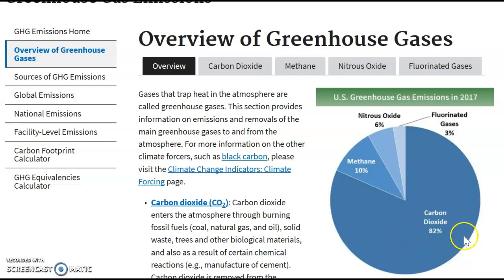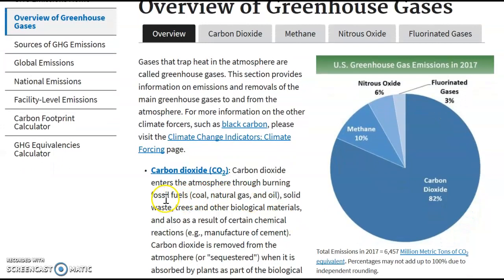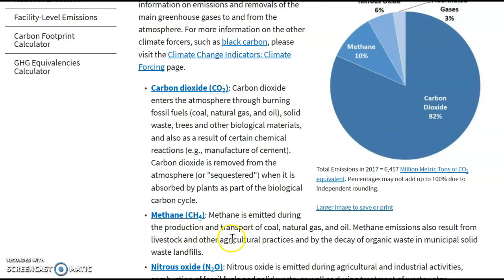So probably, the majority is carbon dioxide because we know carbon dioxide comes from burning fossil fuels as listed over here. Natural gas, oil, chemical reactions, our factories all emit carbon dioxide, so it's a huge part of the greenhouse gas emissions in the atmosphere. Then we have 10% is methane. So methane is emitted also during the production of coal and natural gas and oil, but it can also come from the mass production of livestock and other agricultural practices because of organic waste decay.